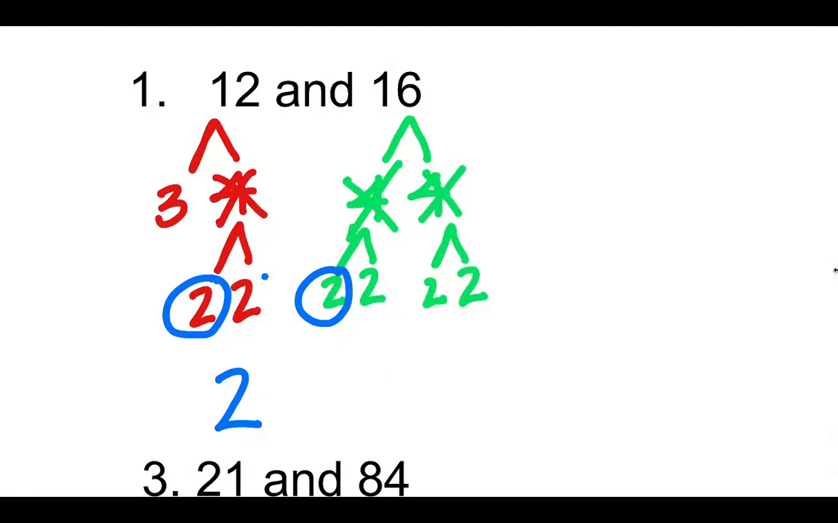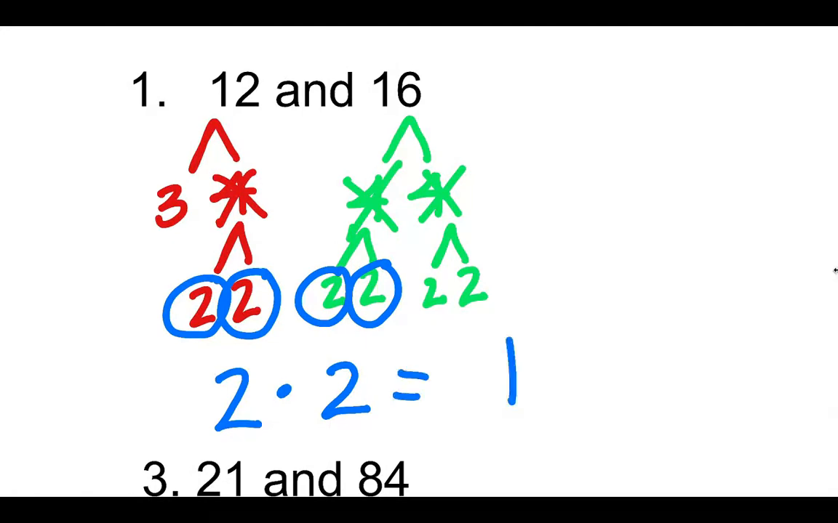Now I'm taking another 2. So there's one, there's one. I'm going to take another 2. And notice I can't take anything else out, because this only has 3 left and there's no 3 on the green side. And then there's a couple 2's left over on the green side, but there's no 2's left on the red side. So 2 times 2 is 4. So the GCF would be 4.